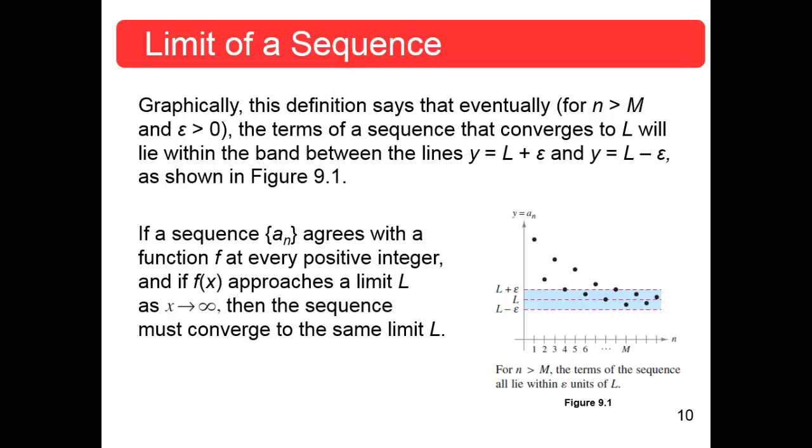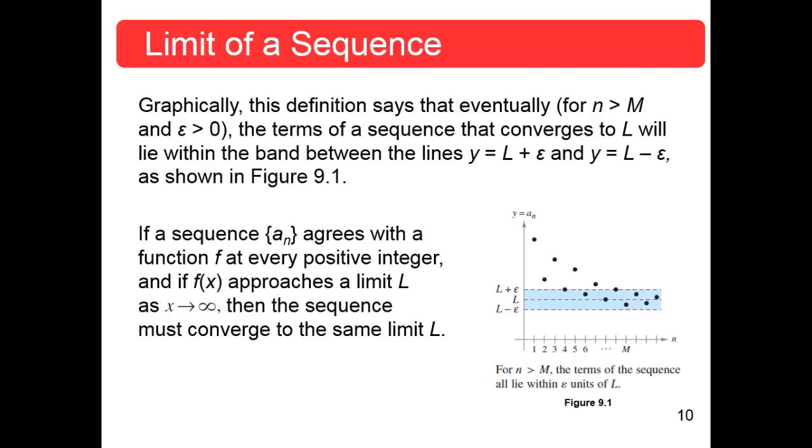For n equal 1, you're way up here. n equal 2, 3, 4, 5, 6, 7, 8, 9, 10, 11, 12, 13, 14, 15. But somewhere out here, you stay within this band L plus epsilon. Down here, no, nowhere close. But for a big enough n, n greater than m, your goal is to stay within that band of L plus epsilon and L minus epsilon. So that is going to have a limit of L, for any epsilon you choose.